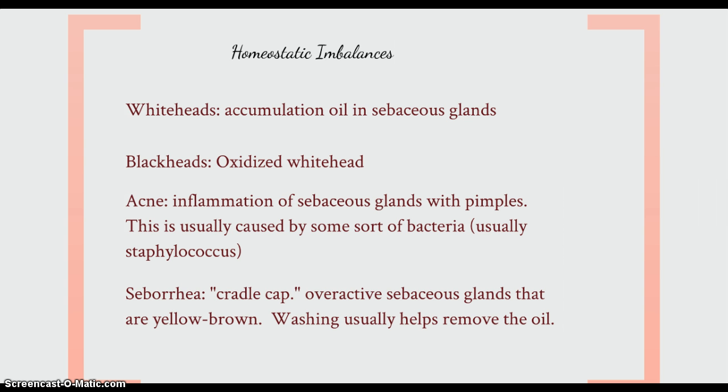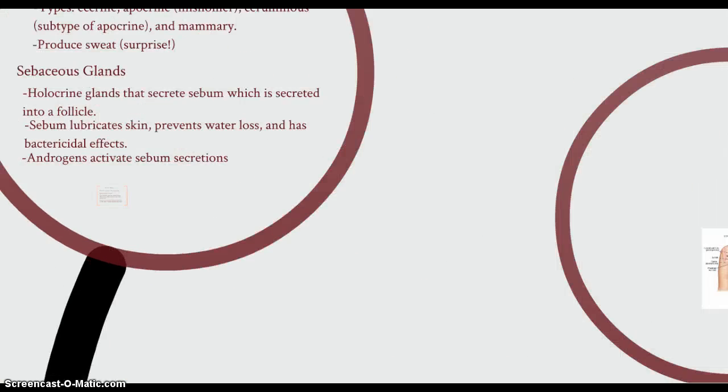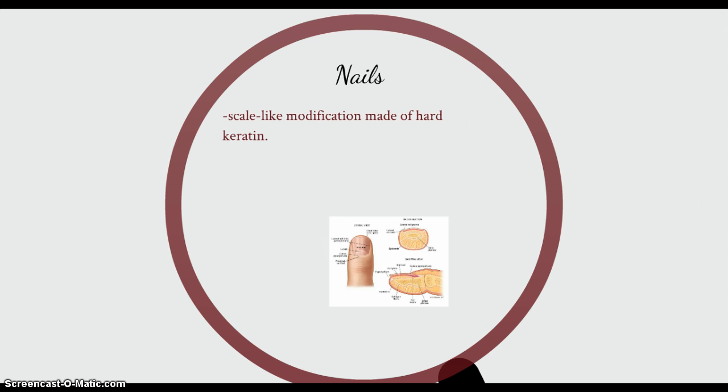Now, there's seborrhea, which is also called cradle cap in infants. It's basically overactive sebaceous glands. So your skin becomes very oily and very scaly, and careful washing usually helps to remove the oil, although you still have overactive sebaceous glands.